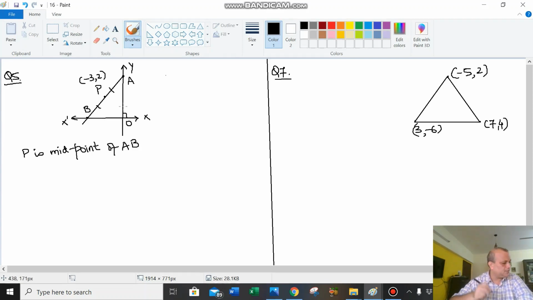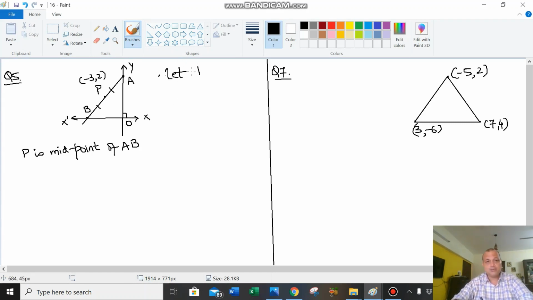Question 5 says P is the midpoint of the line segment joining AB as shown in the figure. Find the coordinates of point A and B. So we need to find coordinates of A and B. Now I notice that A lies on the y-axis and B lies on the x-axis. So we have already done such kind of questions.